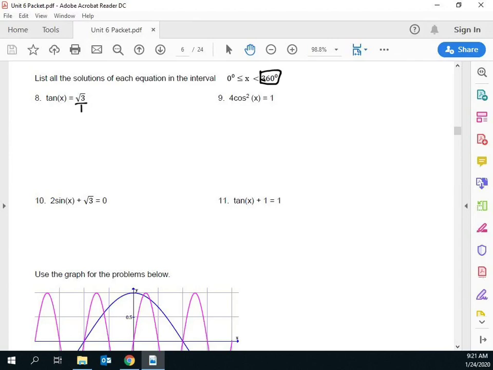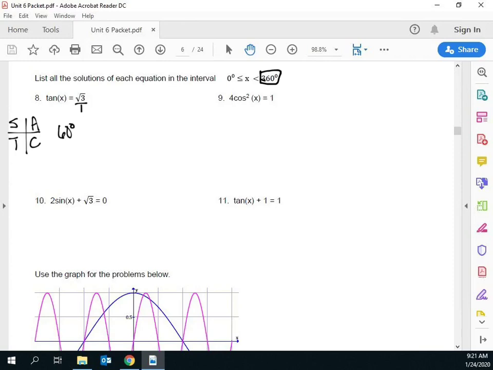Because now what you see is, oh, I see square root of 3 over 1. Okay, so if I'm doing the hand trick, 3 fingers on top, 1 on bottom, that matches exactly what needs to be here. So I look over, and what's the degrees of the pointing finger or index finger? 60. So 60 degrees is our reference angle, guys.